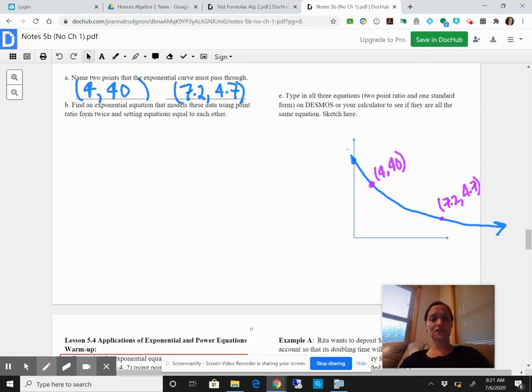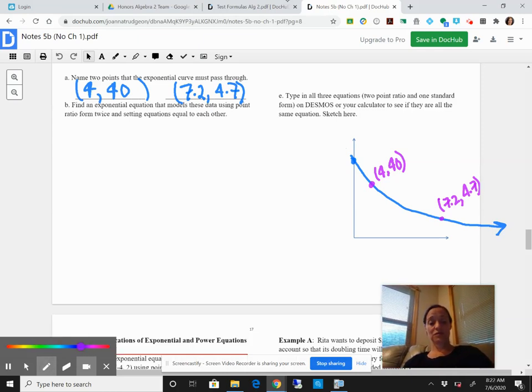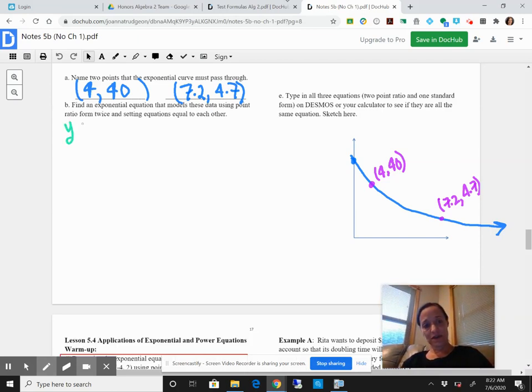Now it says here, find an exponential equation that models these data points using point ratio form twice and setting the equations equal to each other. This is something you're going to have to practice because, like I said, it's several steps. I'm going to do it twice, it said. The first one, I'm going to use this 40.